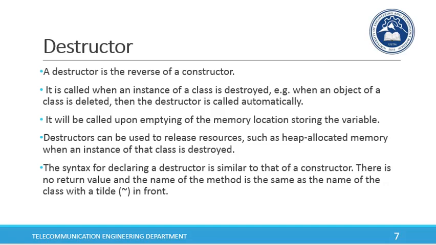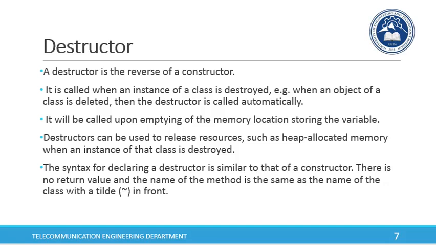It will be called upon emptying of the memory location storing the variable. As we have created a constructor, it will assign the memory to the variables, and then after the destructor, the memory will be empty again. Meaning it will be called upon emptying of the memory location storing the variable. Destructors can be used to release resources such as heap allocated memory when an instance of that class is destroyed.